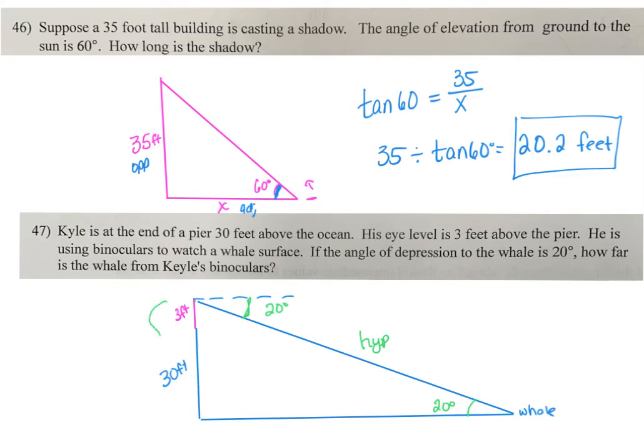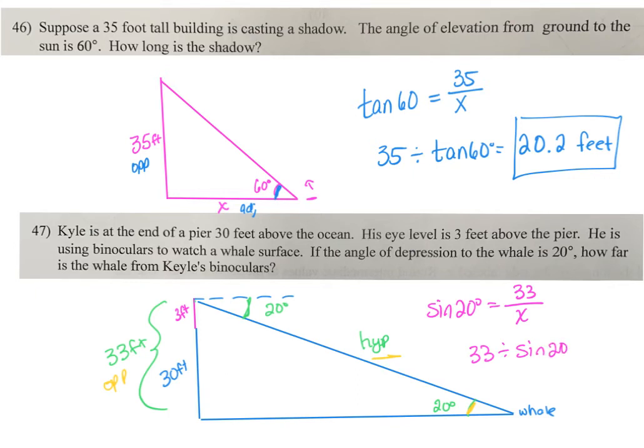So this side right here is 33 feet. We have the angle, so looking from this angle, this would be opposite and hypotenuse. Which trig function deals with opposite and hypotenuse? Sine. So the sine of 20 degrees equals opposite 33 over hypotenuse, which we don't know. I am solving for something on the bottom, so I'm going to say 33 divided by the sine of 20.